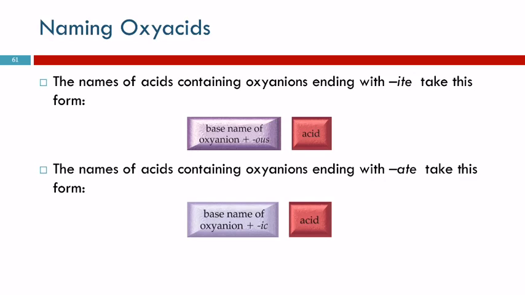So the pattern for naming these: we take the name of the oxyanion and we change the ending. We do not use the hydro prefix. That's only for binary acids. If the oxyanion name ends in "ite," like nitrite or sulfite or phosphite, then we change the ending to "ous" and add the word acid. If the oxyanion name ends in "ate," we change it to "ic."